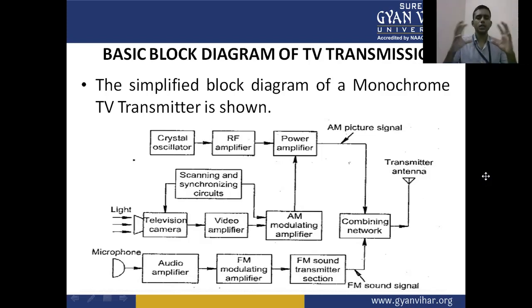So this is the complete block diagram of a monochrome TV transmitter. In this monochrome TV transmitter system, an AM modulating system and an FM modulating system are used. Picture is modulated by the amplitude modulating amplifier, and sound is modulated by the FM modulating amplifier.